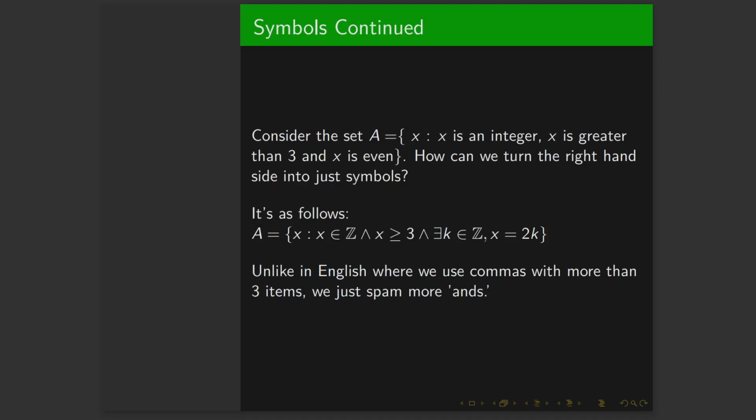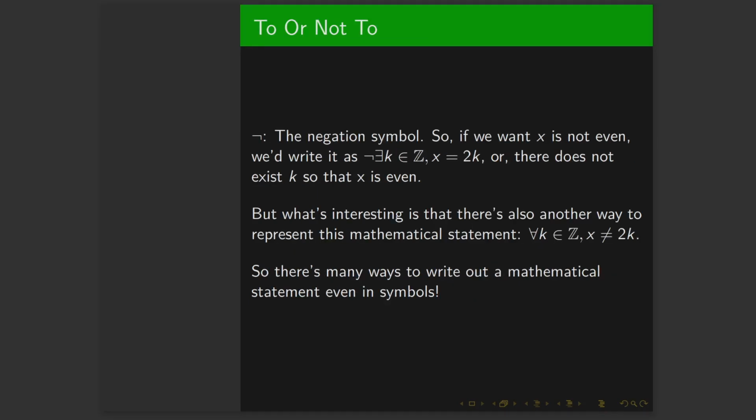So the reason why this is nice is because when you have everything in symbolic form, there's no ambiguity about what this means. Now we're going to look at one more symbol, the not symbol, or the negation symbol. And it's quite simple. You take the opposite of what's there. For example, if you want x is not even, we say that there does not exist any integer k so that x is equal to 2k. So the not means the opposite of it. So this should make sense.